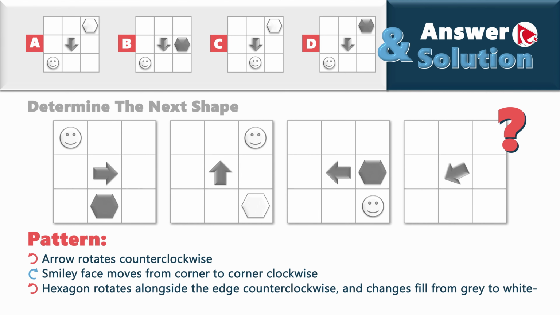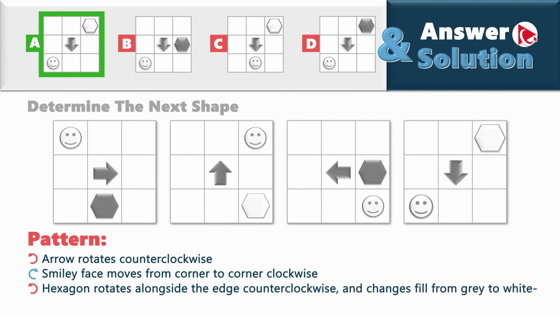Based on our logic, the arrow should be pointing at 6 o'clock. The hexagon should have white fill and should be in the upper right corner, and the smiley face should be on the opposite side of the hexagon in the bottom left corner. So the correct answer here is choice A.